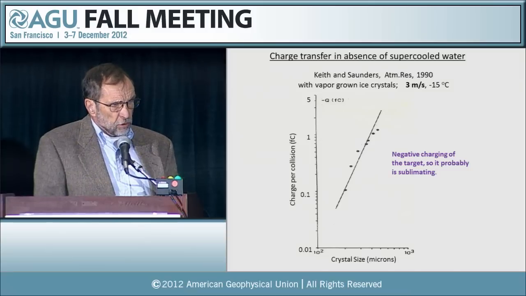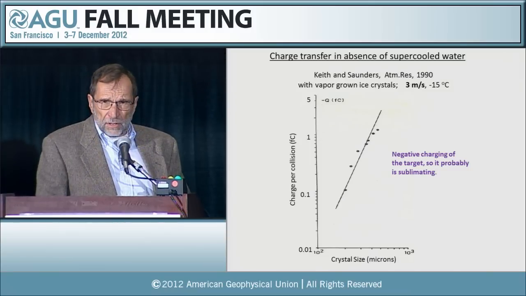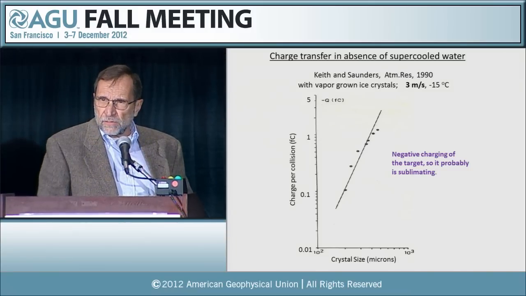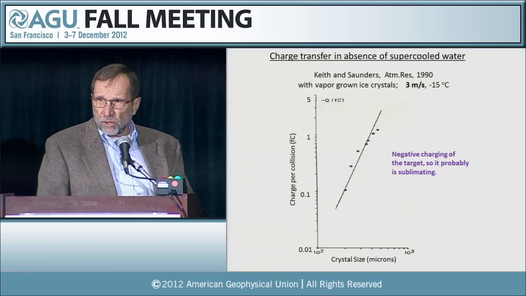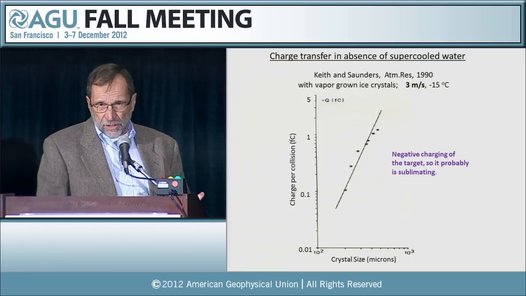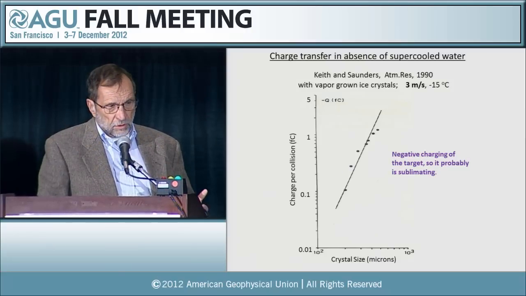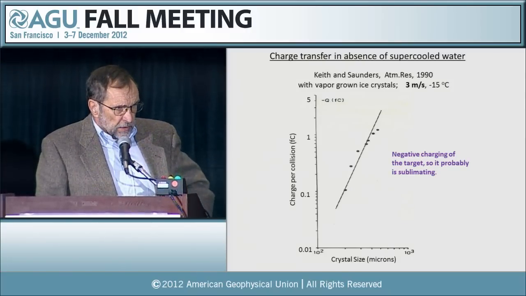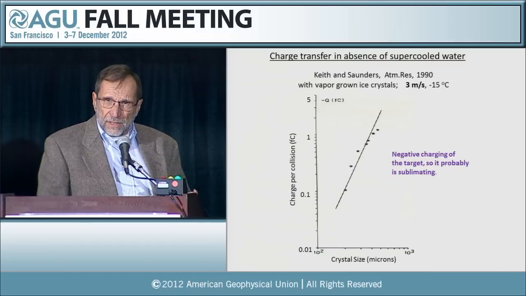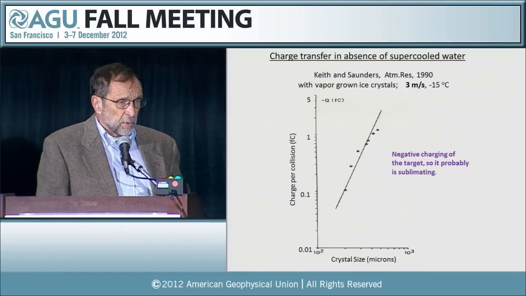So turning now to the charge per collision, if you look in the literature, most of it is back in the 70s, 80s, and just a little bit in the 90s. This is when the community was very actively trying to understand what was going on with the non-inductive mechanism, what's the source of the charging. So there's not a lot of literature on ice-ice collisions without supercooled water being present.